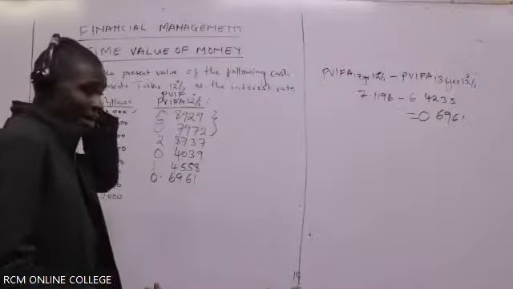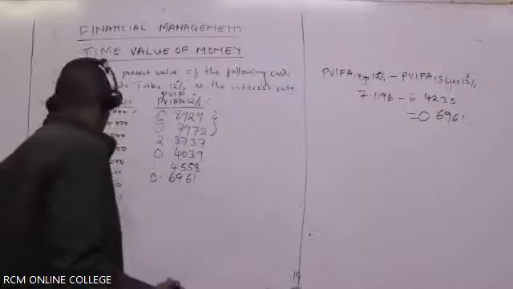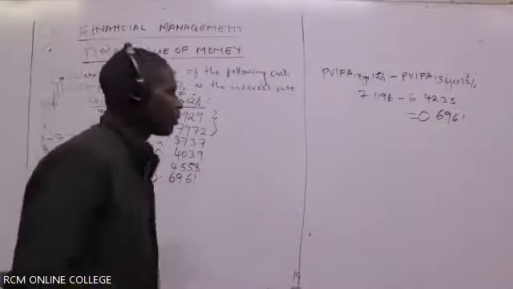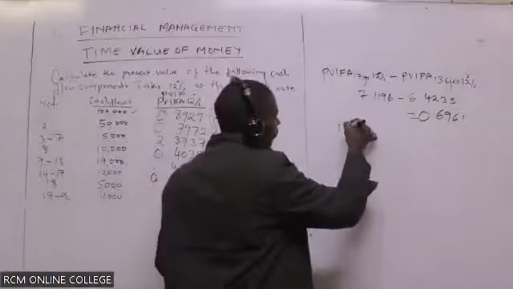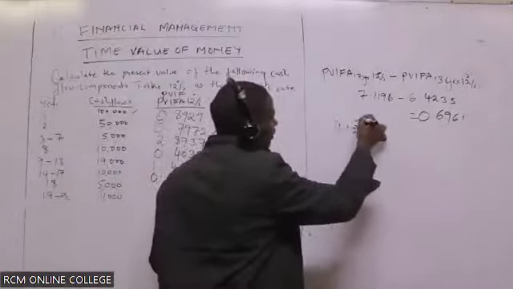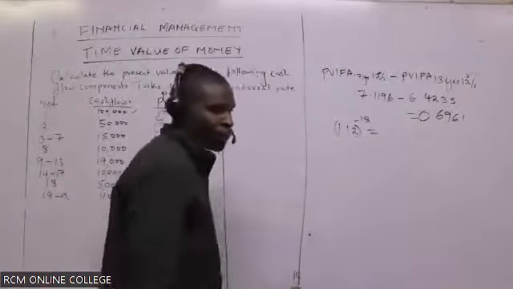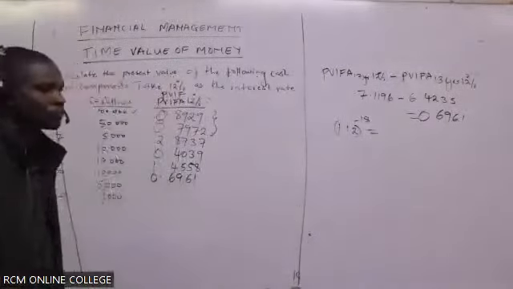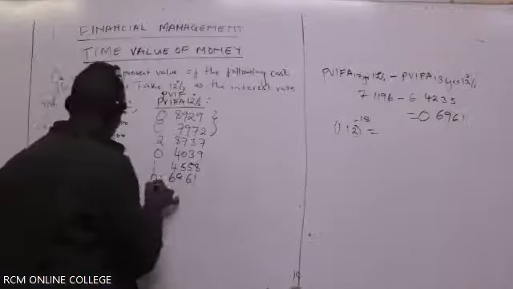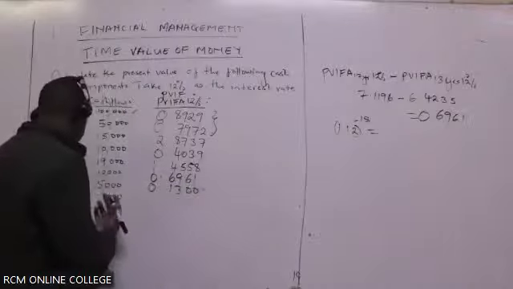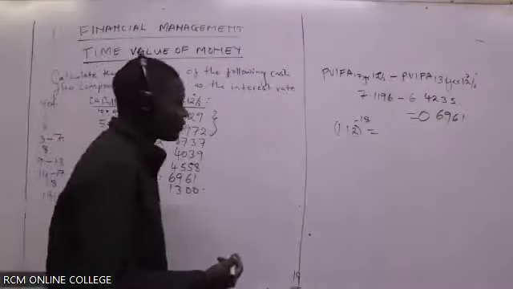Year 18, is it regular or irregular? Of course, that is one, standalone. That is irregular. Therefore, 1.12 raised to power negative 18. Give me that. 0.1300. And then the last one is infinite.